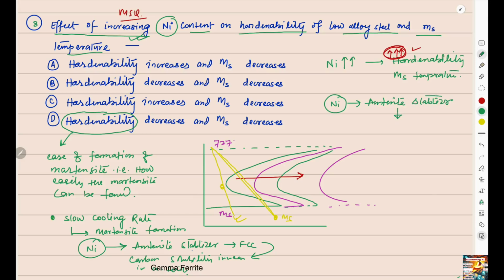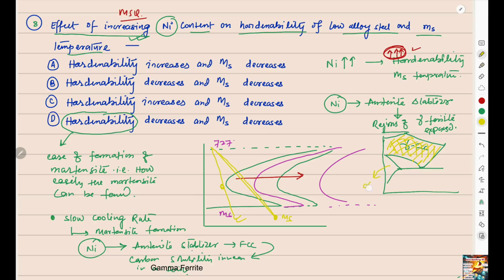Now for the MS temperature, as nickel is an austenite stabilizer, the region of gamma expands. Suppose this is the iron carbon diagram here, and this is the gamma FCC structure. Now this region will expand. Due to the increase of this gamma region, the area of alpha ferrite reduces, and due to this reduction, martensite formation is difficult.